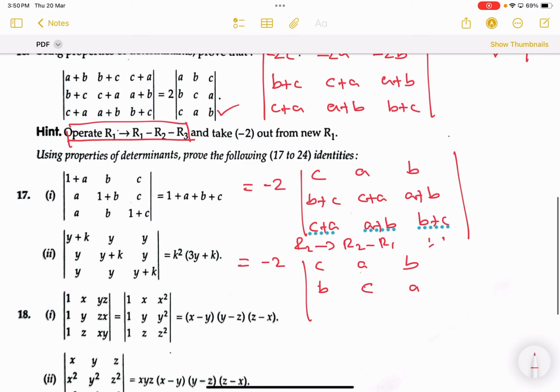Then R3 minus R2. No, R3 minus R1, the same way you do. So C minus C will get cancelled, zero. A will be there, right? But it should be R3 minus R1. R3 minus R1 is what? A, right?